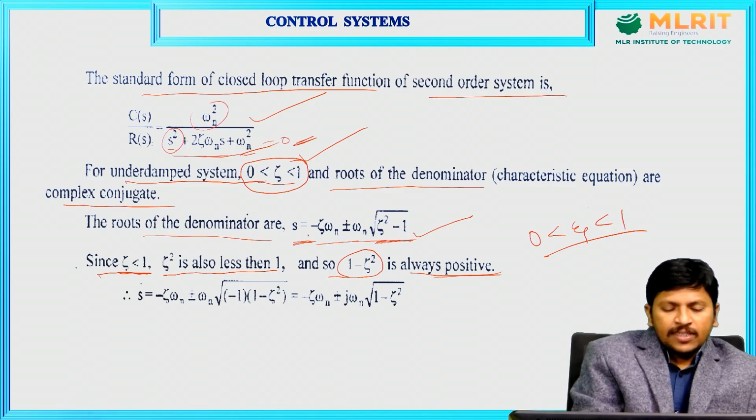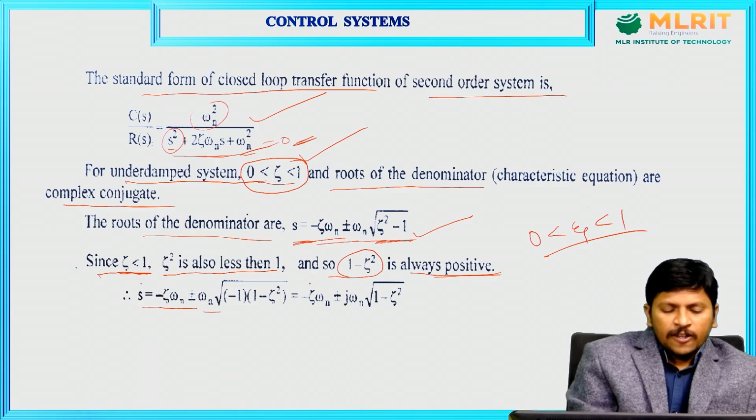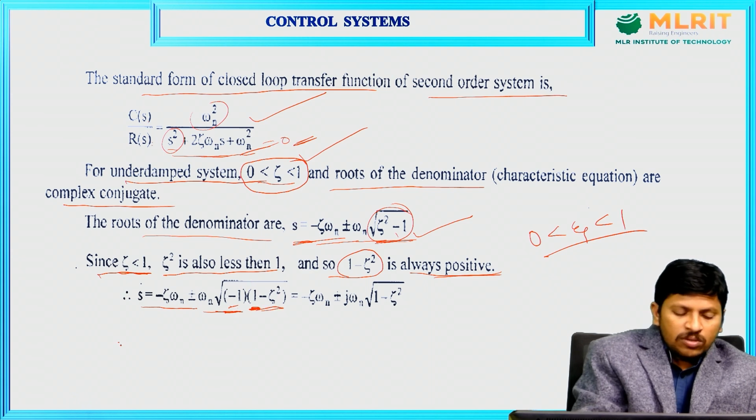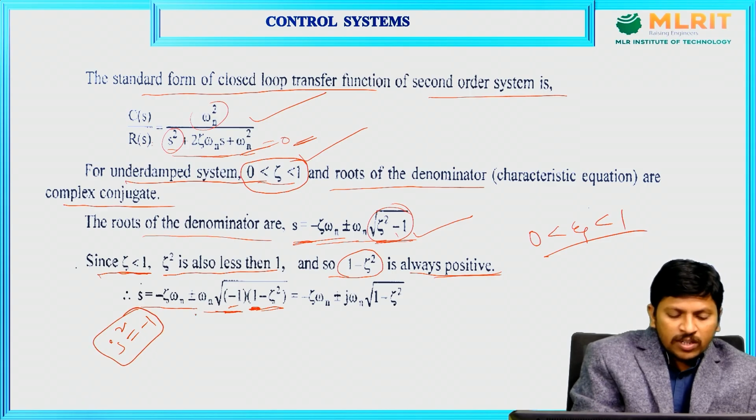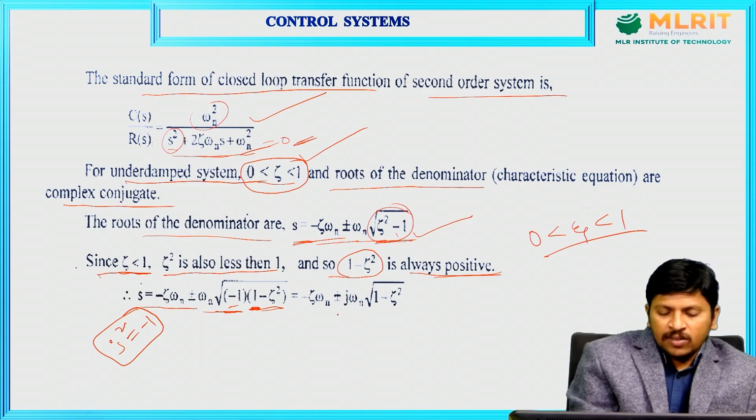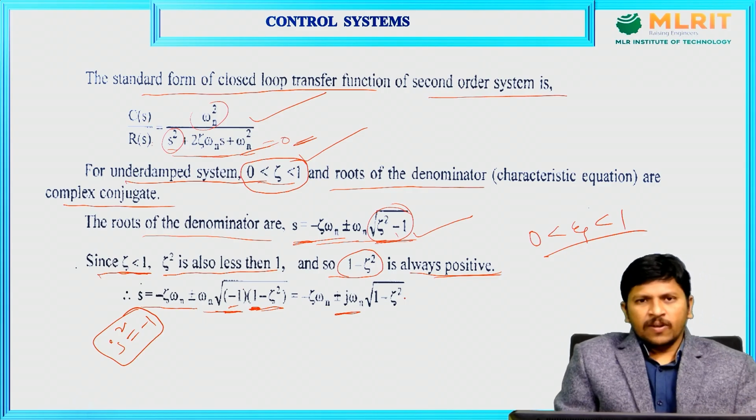Here, s equals minus zeta omega n plus or minus omega n under root. I am going to take the minus 1 common from this term. Minus 1 common leaves 1 minus zeta square under root. We know that j square equals minus 1, so minus 1 equals j square, and the square root cancels the square. So the roots are minus zeta omega n plus or minus j omega n under root 1 minus zeta square.